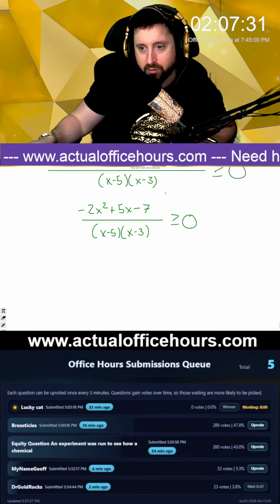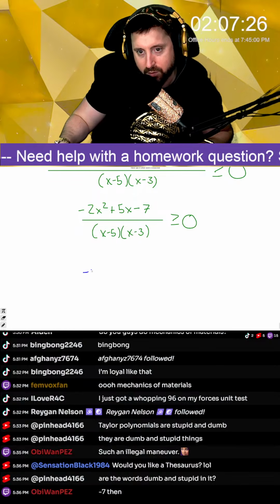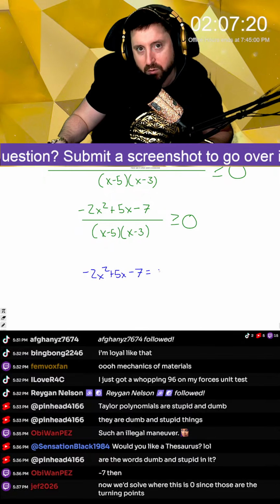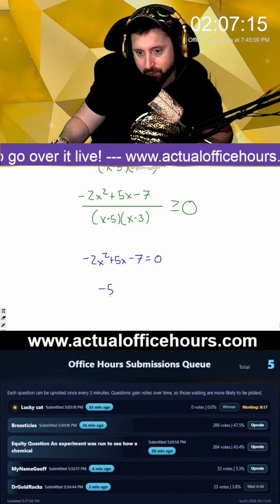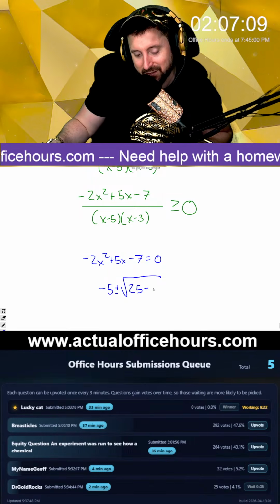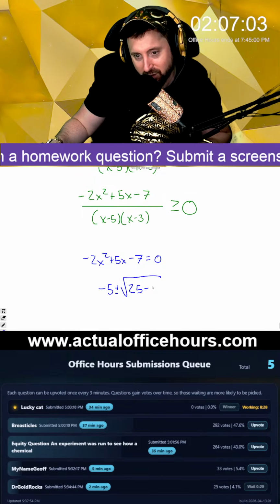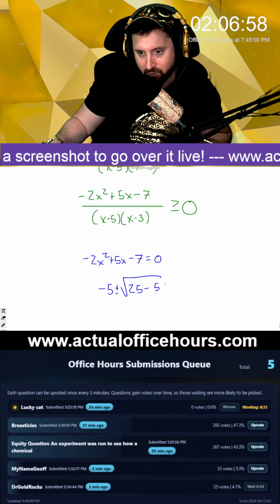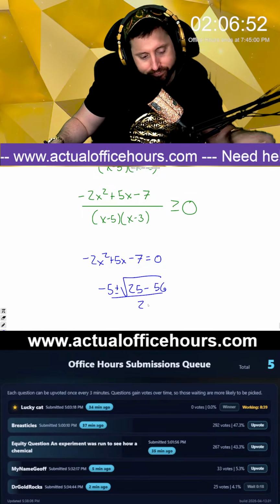So let's solve this for where this is equal to 0, right? Because that'll tell me where to check for my critical points. So negative 2x squared plus 5x minus 7 is equal to 0. Exactly. These are the turning points, correct? I'm going to use the quadratic formula. So x equals negative 5 plus or minus the square root of 25 minus... This might be imaginary. It is. Oh no. Minus 64. Or minus 56, sorry. Right, 14 times 4. Okay, so this is bad.